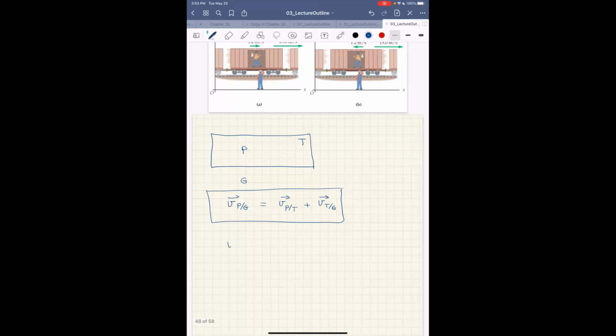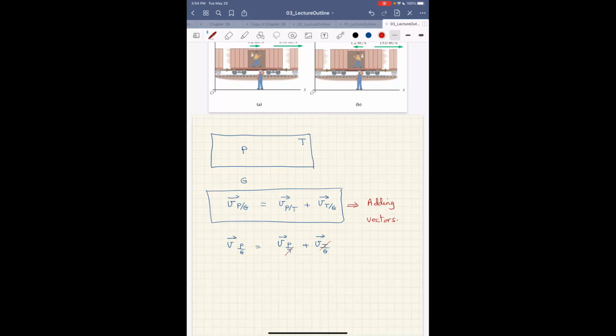And to make it easy for you to remember, this is P over G, and that one is P over T plus V T over G. Just to verify that you are doing the right thing, look here, the T is going to cancel, and then you're going to have P over G again. All right? And now here, this is adding vectors. Then you are going to follow the rules of adding vectors for two-dimensional problems.